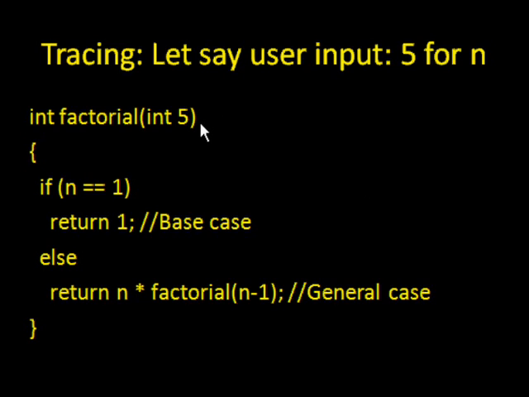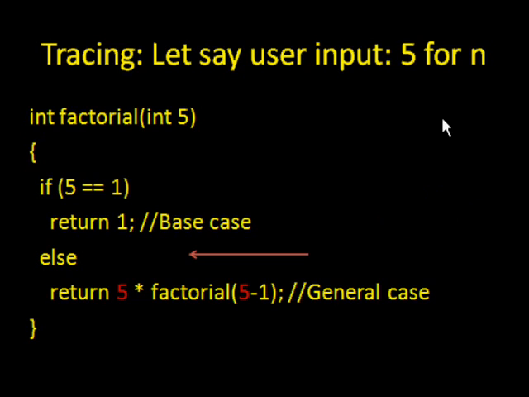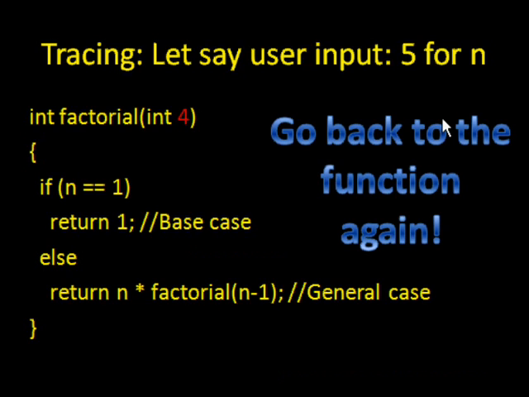Okay, let's trace this program. Let's say that you actually did input 5 as the input, and we want to use this program to find the factorial of 5. Okay, so we would check to see if 5 is equal to 1. No, it's not. So we would say else, we return 5 times the factorial of 5 minus 1. So we're going to say 5 times, well, what is factorial 5 minus 1? Well, we have to keep checking for that.